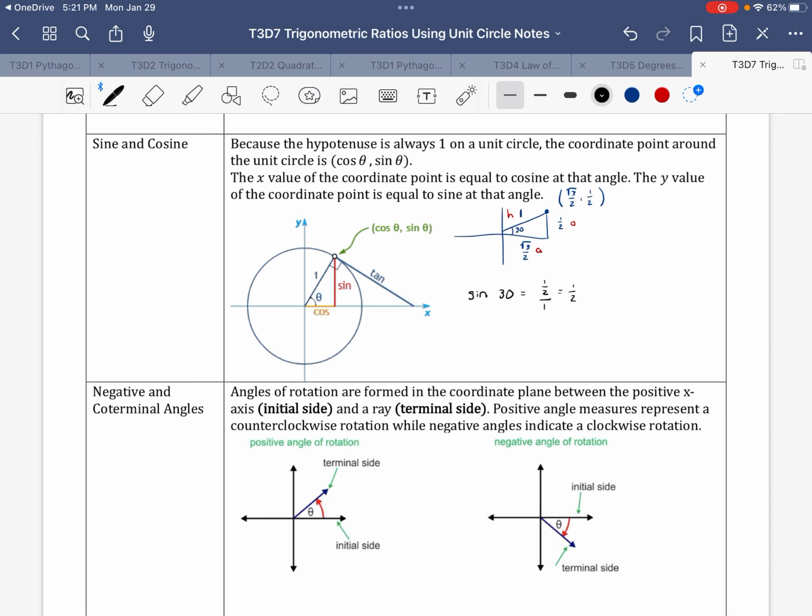And that corresponds with our y value. Similarly, if we have cosine of 30, we find that it's root 3 over 2 divided by 1, adjacent over hypotenuse, which again reduces to root 3 over 2, which corresponds to our x value. So again, we're able to use our unit circle to help us find the sine and cosine at those angle measurements.